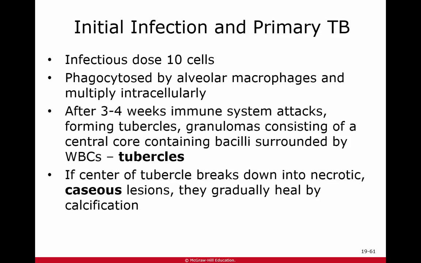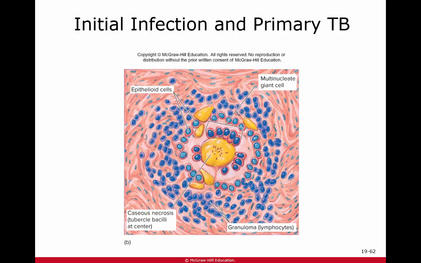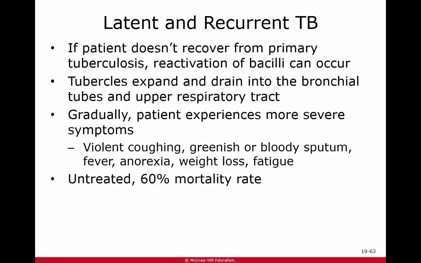After 3 to 4 weeks, the immune system attacks, forming tubercles. And basically, it's going to be the central core, which has the bacillus, and then surrounded by white blood cells. These are called tubercles. And if the center of the tubercles breaks down into necrotic caseous lesions, they begin to calcify. Now, why would that be problematic? Because your lungs need to expand and contract. So again, it kind of shows you the caseous necrosis. It shows the epithelial cells surrounding it, and basically it's a hardening.